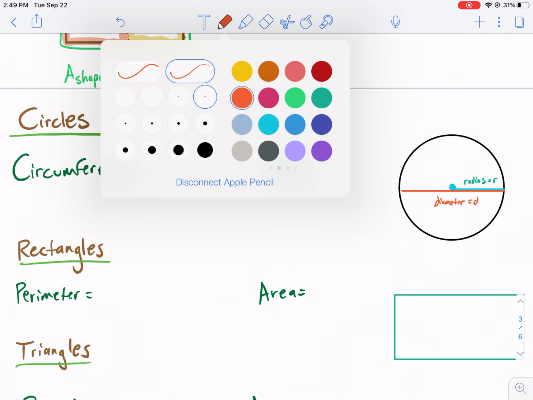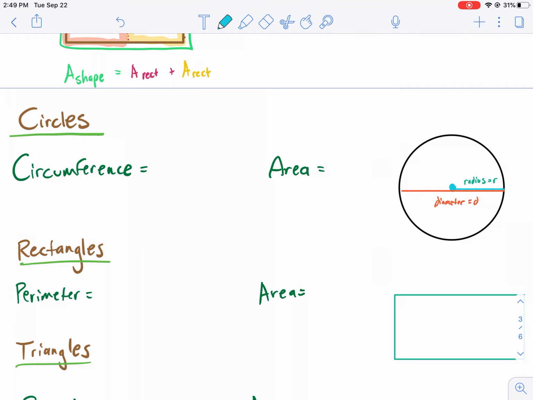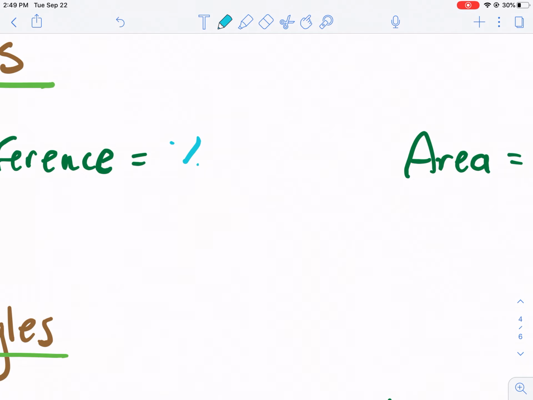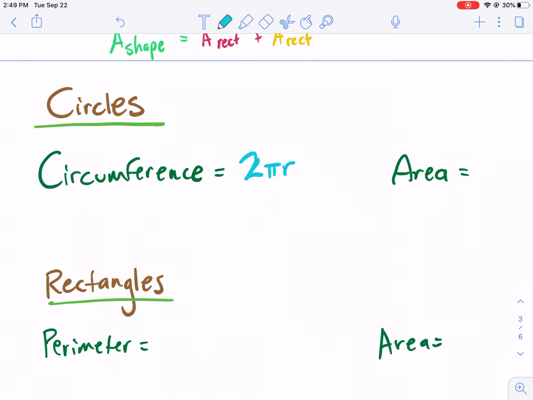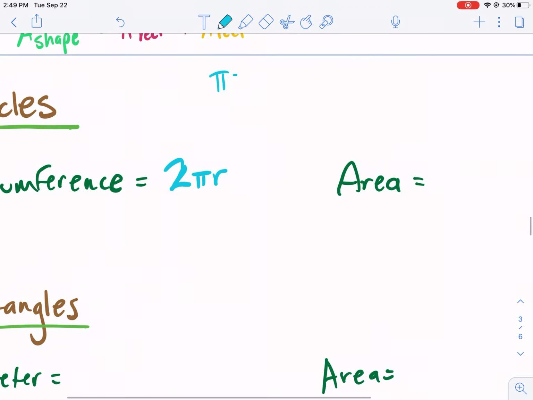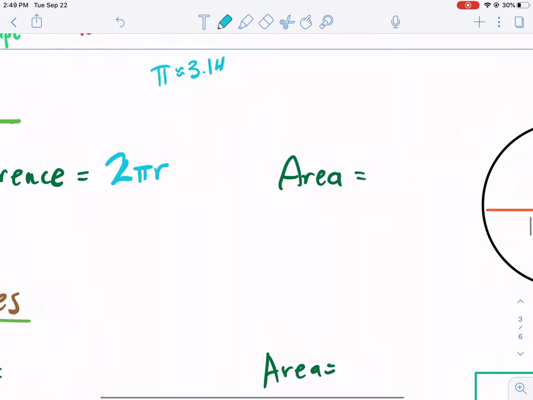Circumference, we're going to use a mathematical symbol, pi. 2 pi r is the circumference. So we multiply 2 times pi. Pi is approximately 3.14. I should write that approximately, shouldn't I? Okay, just for your reference.